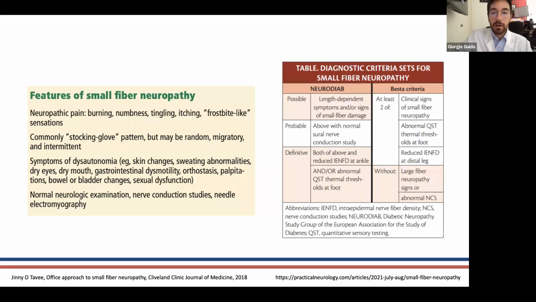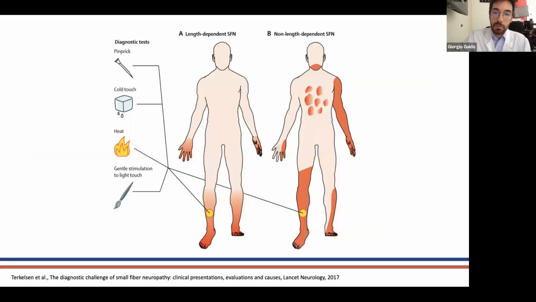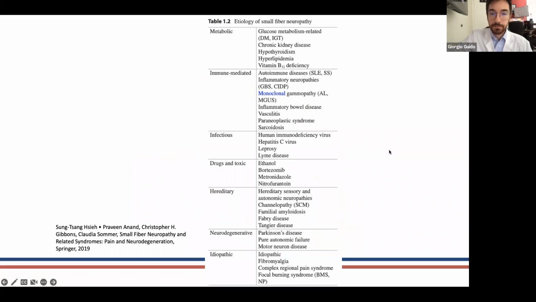So the pattern of these sensory symptoms is, as I said, usually stocking glove pattern. So just the distal extremities, the hands and the feet initially. But actually, small fiber neuropathy can present as a non-length dependent SFN. So it can have a patchy distribution, and it can affect the limbs in a non-symmetrical way.